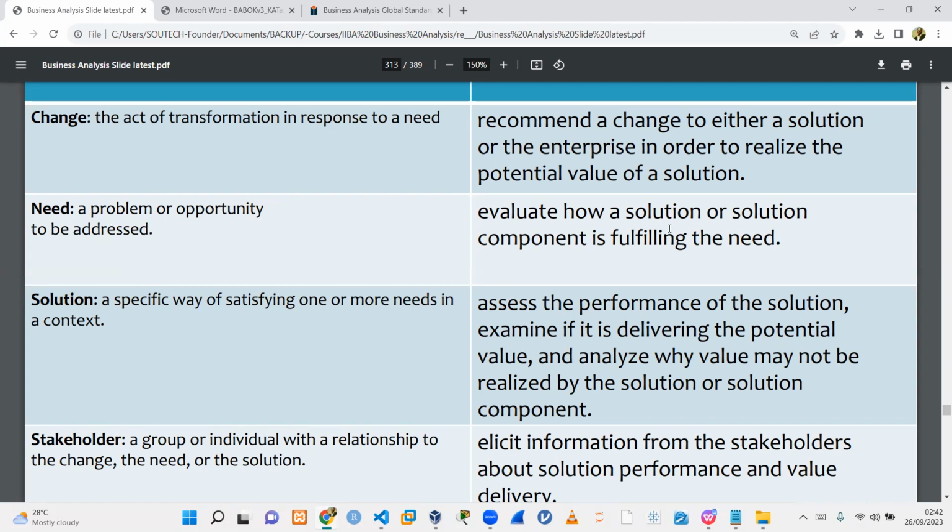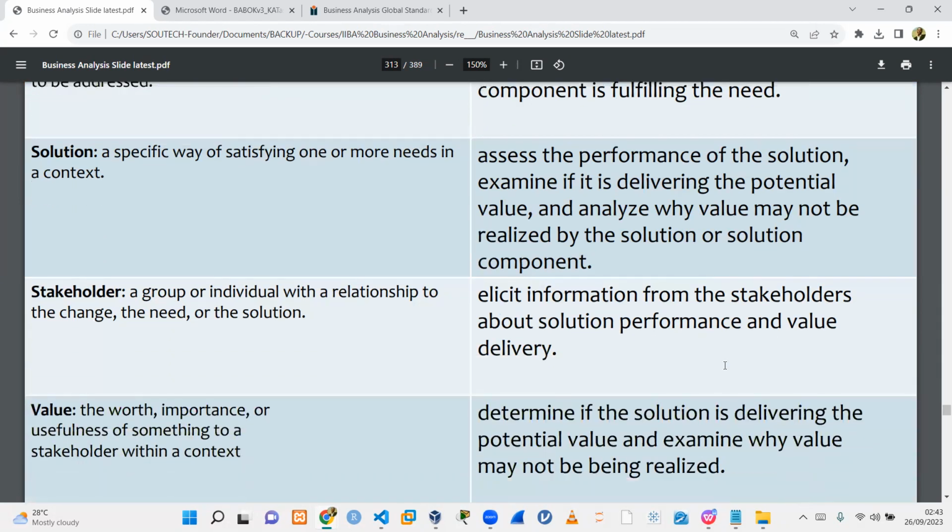Then in context, we want to make sure that whatever solution I will propose or we want to change or adapt fulfills those needs. And of course, solution: a specific way of satisfying one or more needs in context. Don't forget that, in context. Here, you just want to assess the performance of a solution, examine if it is delivering the potential value, and analyze why value may not be realized by the solution.